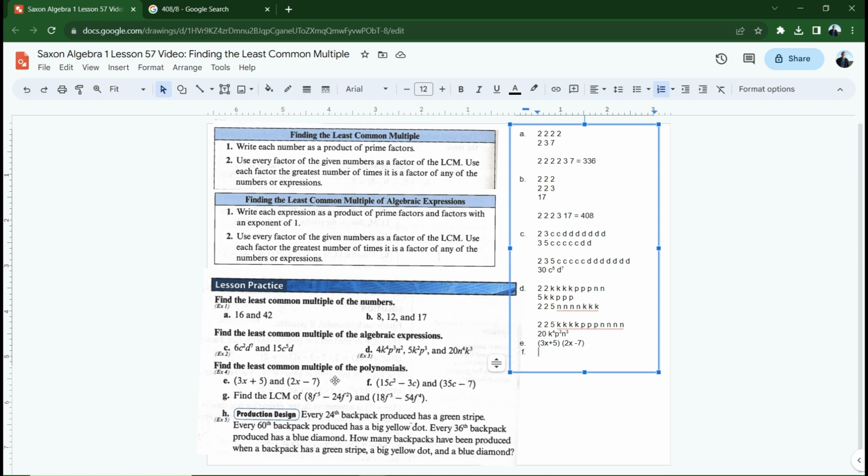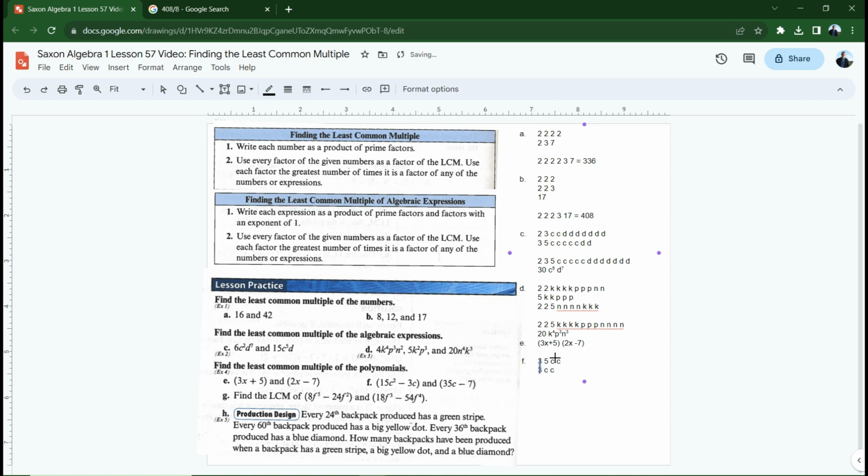Now, if I look at 15c squared in its expanded form, I'm going to notice that it is 3 times 5 times c times c. And then 3c squared is 3 times c times c. Now, do you remember when we were finding the greatest common factor, we found terms that were the same in both, not just whatever terms appear in both. That's a difference between the greatest common factor and the least common multiple.